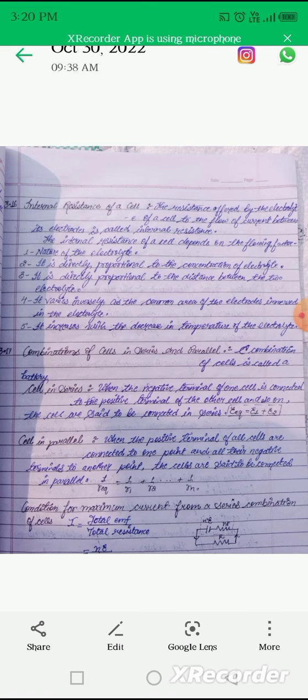Conditions for maximum current from a series combination of cells. I equals total EMF upon total resistance. So I equals nE upon R plus nr. E here is our EMF.